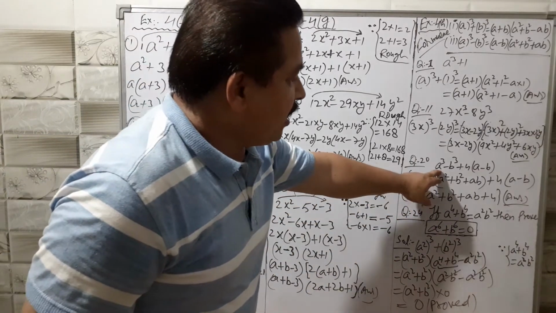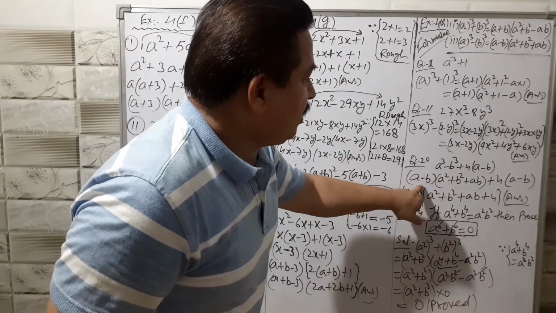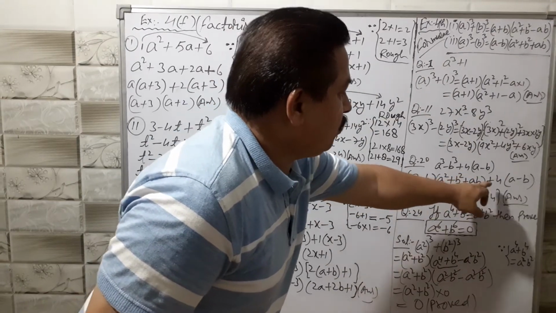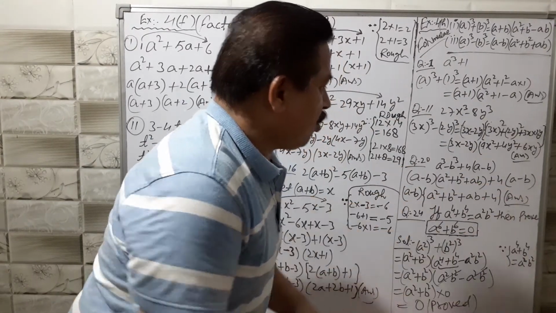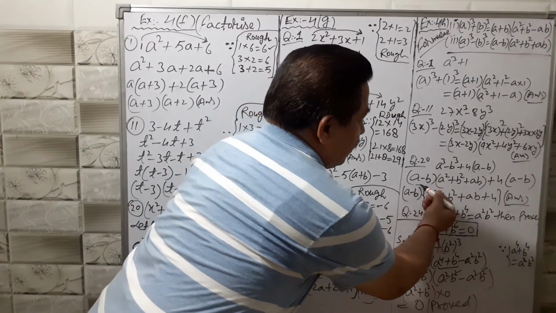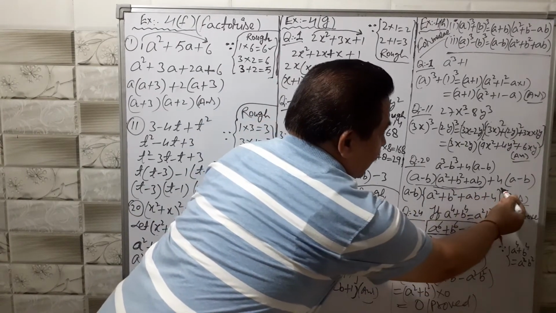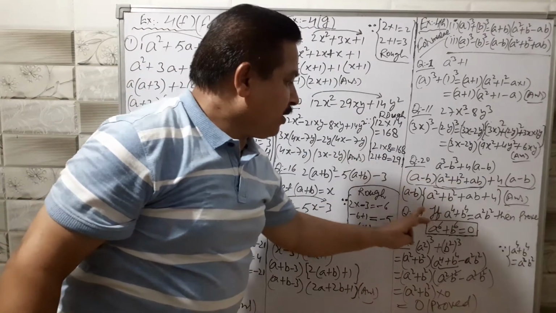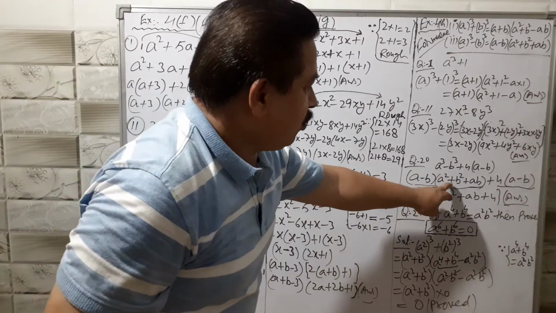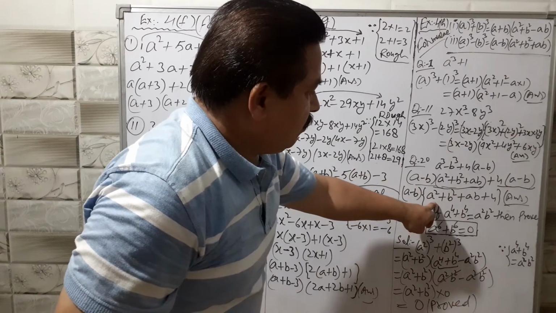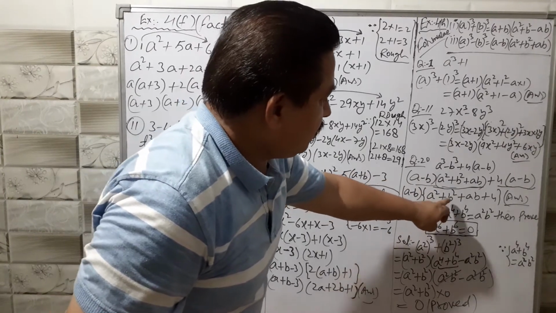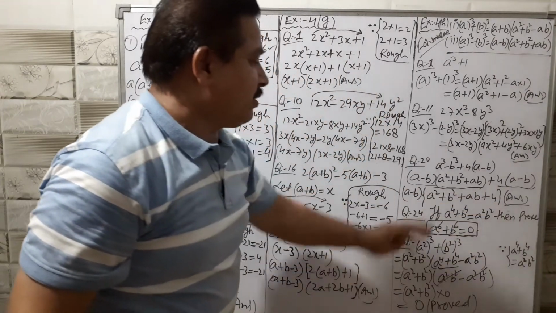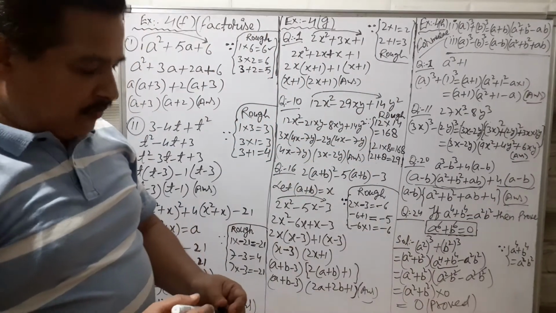Now see question number 20. In question number 20, the a cube minus b cube formula is here. Write the same formula here. Plus 4 into a minus b. What is common in these two terms? This is the first term and this is the second term. So a minus b is common. Take a minus b. What will be left out in the first term? A square plus b square plus ab plus 4. Answer.